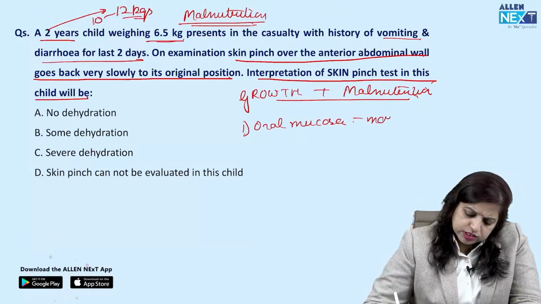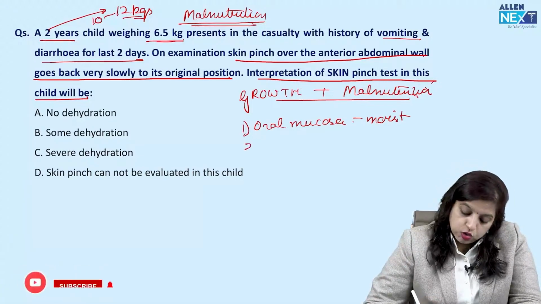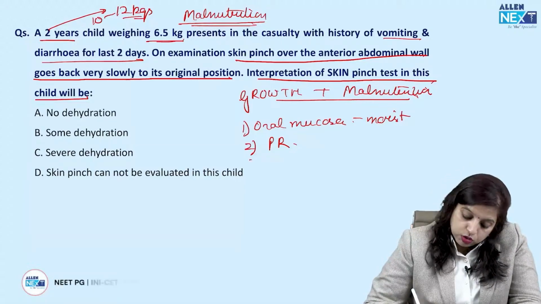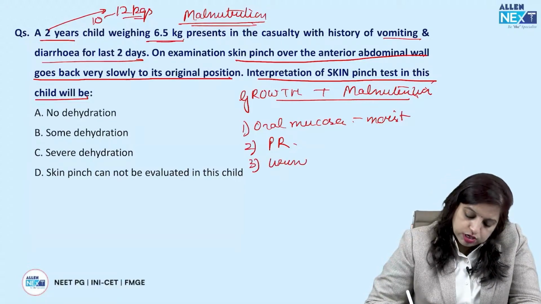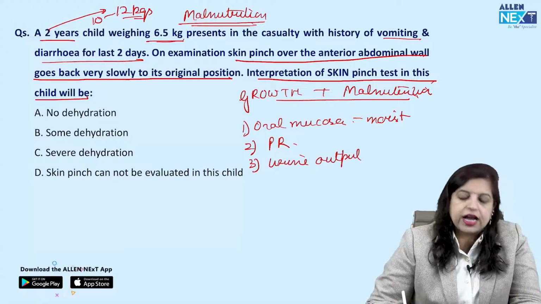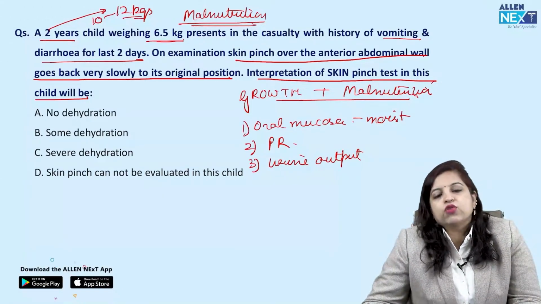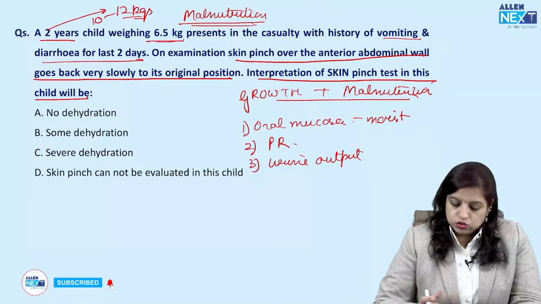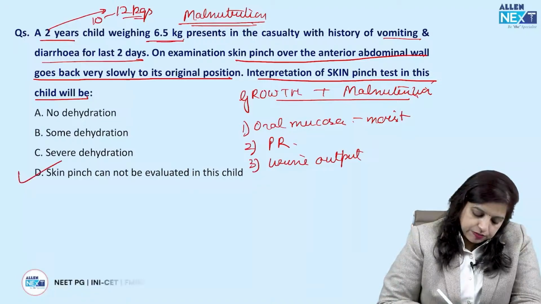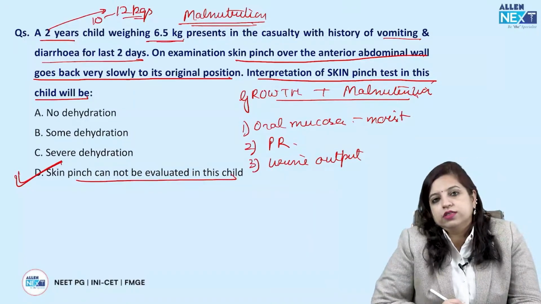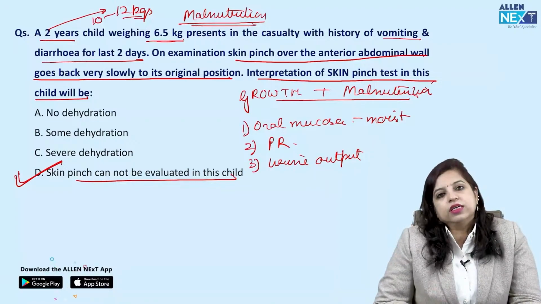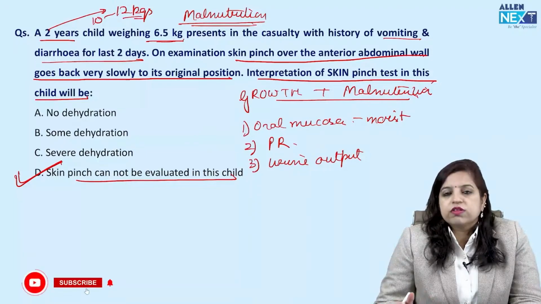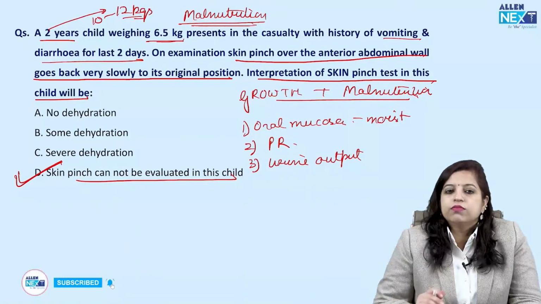You can test the moistness of the oral mucosa. You can also check the pulse rate. Even that will give you an idea of dehydration. You can also go for the urine output. You can measure the urine output. Even that will tell you the state of dehydration of this child, rather than relying on the skin pinch test. So my answer here would be that skin pinch cannot be evaluated in this child. Very, very important. Please keep this in mind. This was a googly, a very nice question, trying to test your knowledge of both growth and malnutrition.